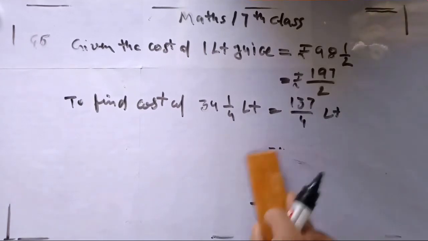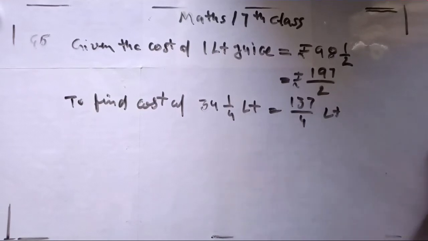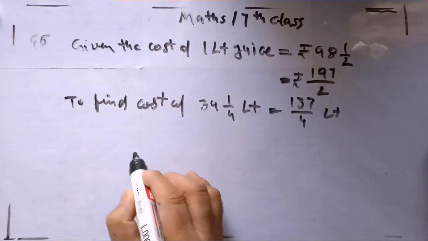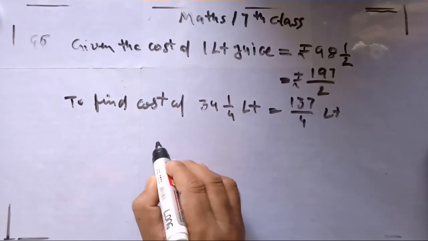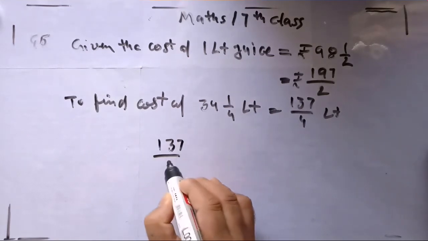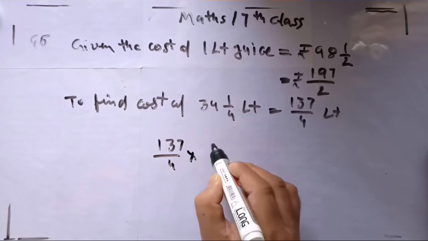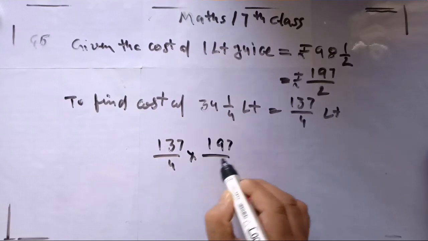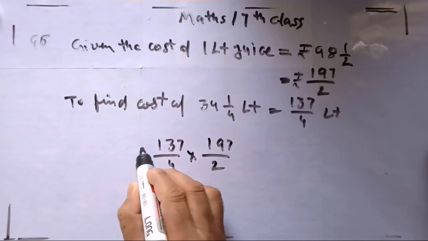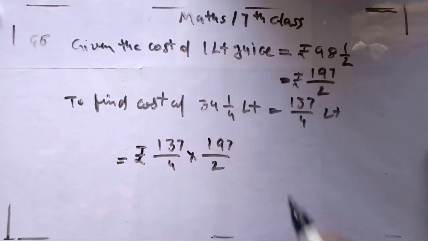Now if we have to find the cost, beta, if we are given the cost of 1 liter of juice, and to find the cost of more liters, you have to simply multiply. So this is 137 over 4 into 197 over 2. Beta, you have to multiply these two, you will get the result. Okay, so beta, very simple.